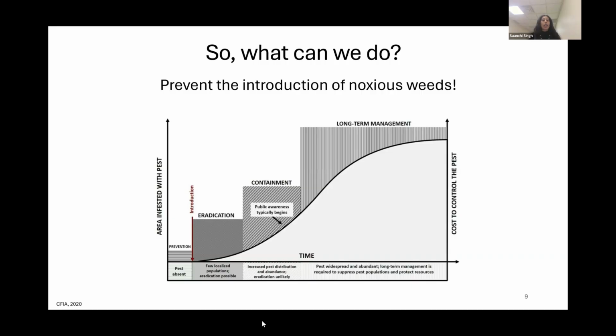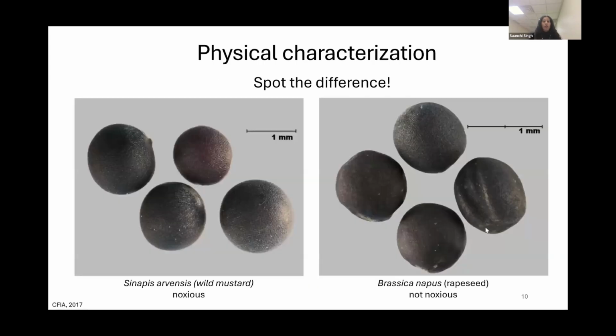And so, how do we prevent the introduction of noxious seeds? Well, we have to be able to identify them. So conventional methods of identification are based on physical characterization. So we want to be able to distinguish between noxious seeds, such as wild mustard, shown here on the left, and commodities like rapeseed, which is similar to canola, shown here on the right. And so I'm sure we can all appreciate just by looking at these two images, it's incredibly hard to spot the difference even when we're zoomed in so much.